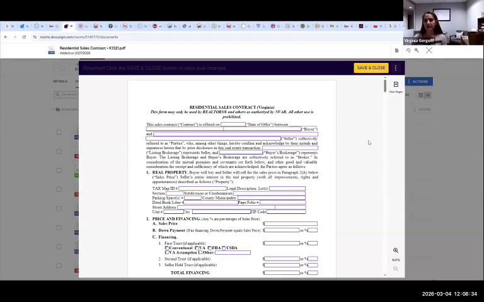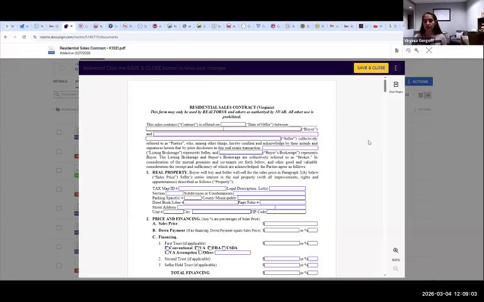So representing the buyer. The listing brokerage and buyer's brokerage are collectively referred to as brokers. In consideration of the mutual promises and covenants set forth below and other good and valuable consideration, the receipt and sufficiency of which we acknowledge, the parties agree as follows. So the first item on the contract is the description of the real property.